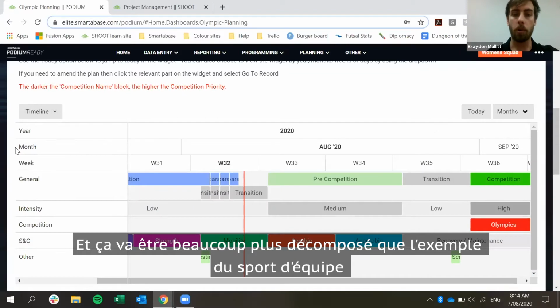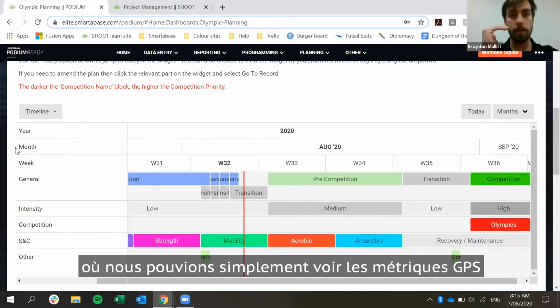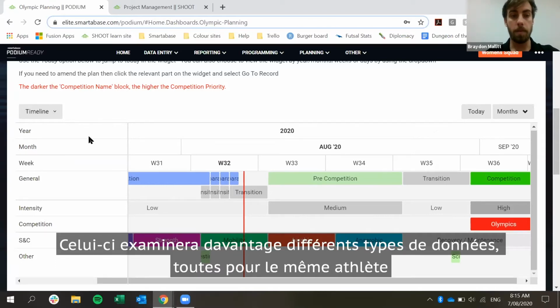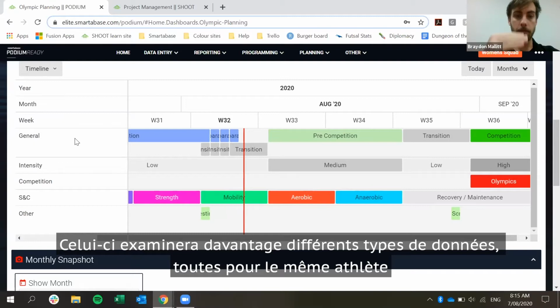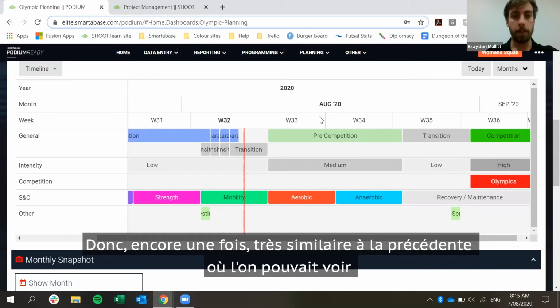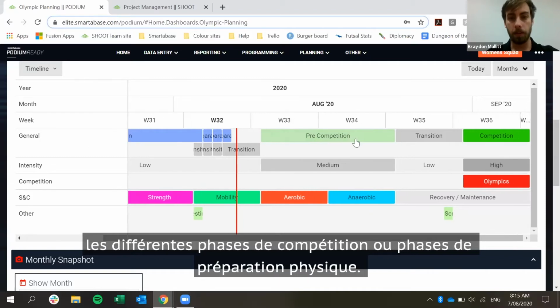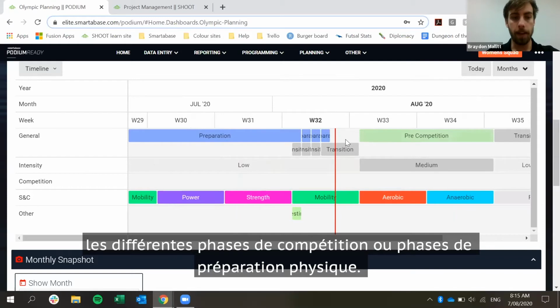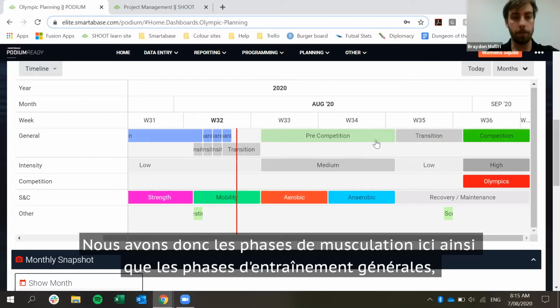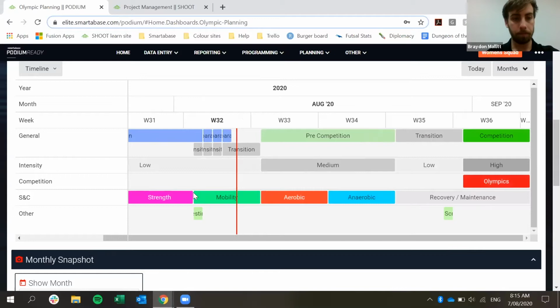And it's going to be a lot more broken down than the team sport example, where we could just see the GPS metrics and split out by each individual athlete, broken down like that. This one's going to be more looking at different types of data, all for the same athlete. So again, very similar to the previous one, where we can see the different competition phases or S&C phases. So we got the strength phases here, as well as the general training phases, different intensities, and upcoming competition.